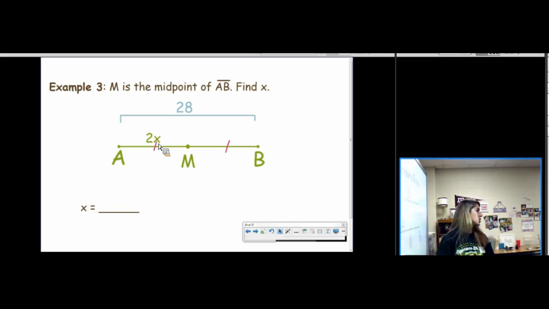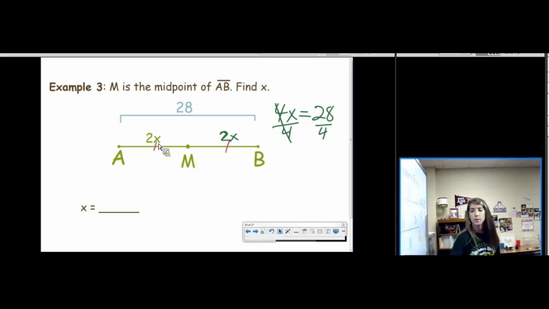This has a tick mark and it says 2x. This has a tick mark, so how long is this one? 2x. So even though this is a midpoint problem, you could still do part plus part equals whole. I think of it as just doubling 2x, but you can think of it as adding 2x plus 2x. What is 2x plus 2x? 4x. So here's our equation. 4x equals the whole thing, 28. Man, that's easy. X is 7. Divide by 4. 28 divided by 4. 7.